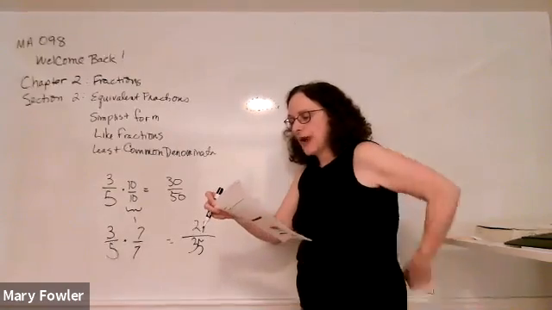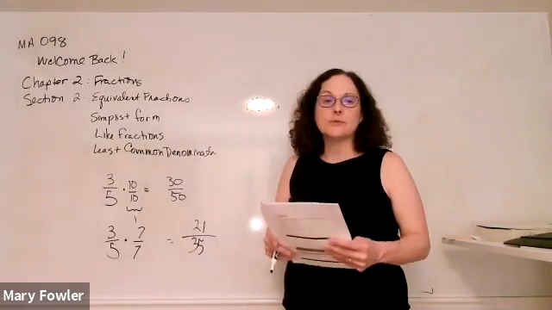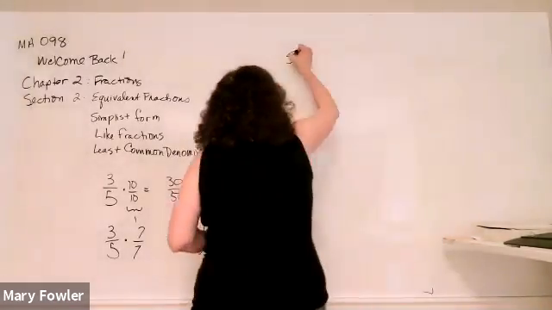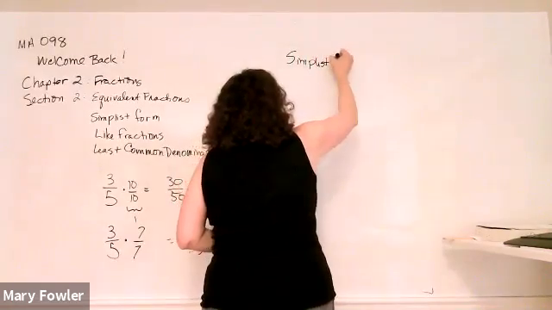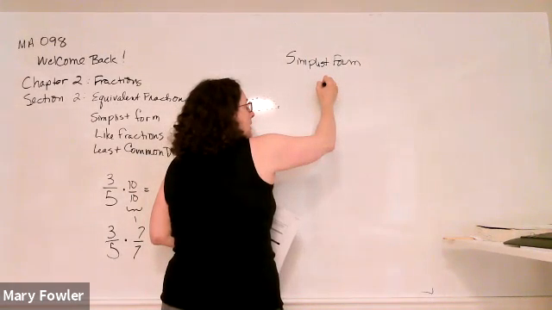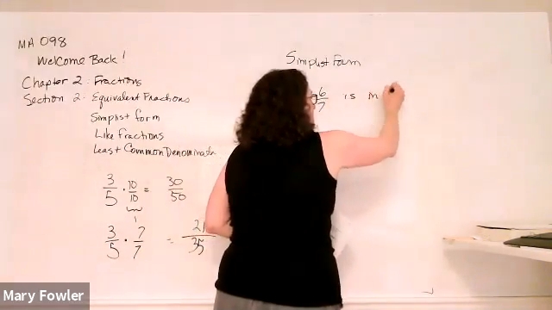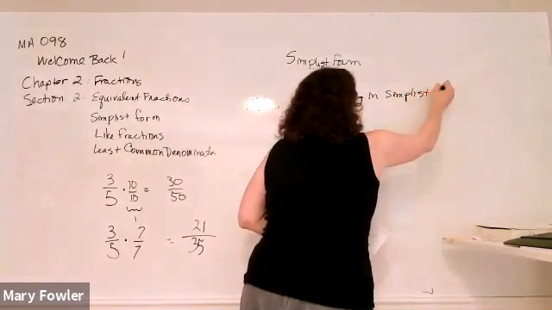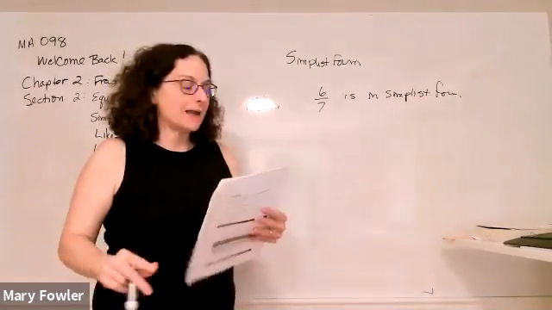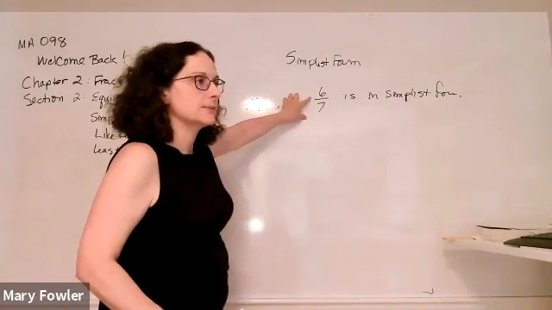So a fraction is said to be in simplest form when the only common factor of the numerator and denominator is 1. All right, so let's look at that. Simplest form. We'll say that 6/7 is in simplest form because the only common factor between the 6 and the 7 is 1. So that makes this in simplest form.